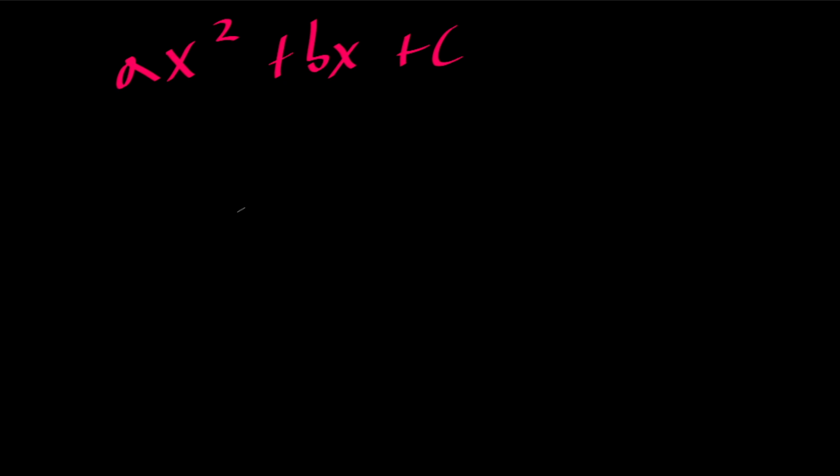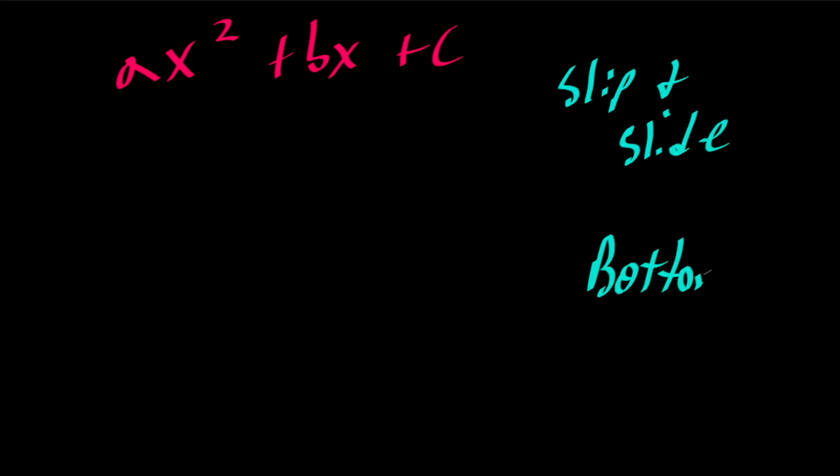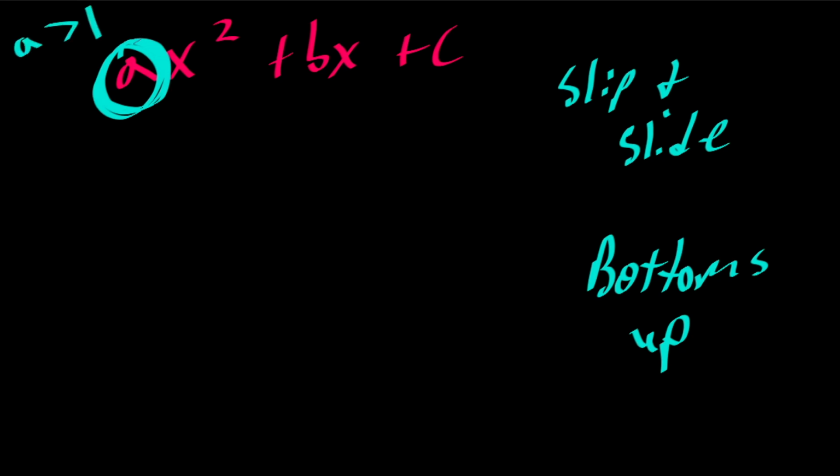What you end up doing, some people call this slip and slide. That's probably a really good way to describe it. I call it the bottoms up method. Some people just call this reverse foiling. But here's essentially the main takeaway. If this lead number is bigger than 1, we actually are going to have to multiply that number to the end. So you end up doing a times c, and then that's your first step, okay?